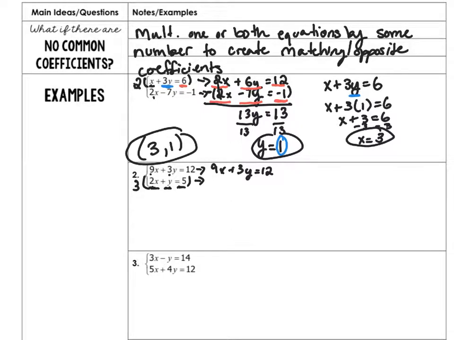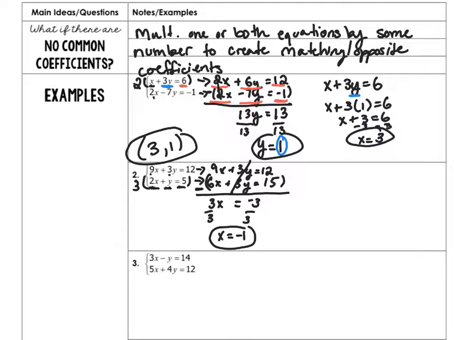3 times 2x is 6x, 3 times y is 3y, and 5 times 3 is 15. Again, we have the same coefficients, which means we need to subtract. 9x minus 6x is 3x. When we subtract, 3y minus 3y cancels out. Then we have to do 12 minus 15. That's important, make sure you remember it's 12 minus 15. So we get negative 3 divided by 3, x equals negative 1.